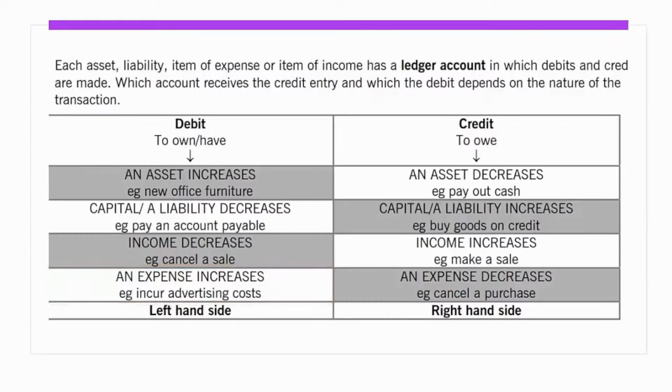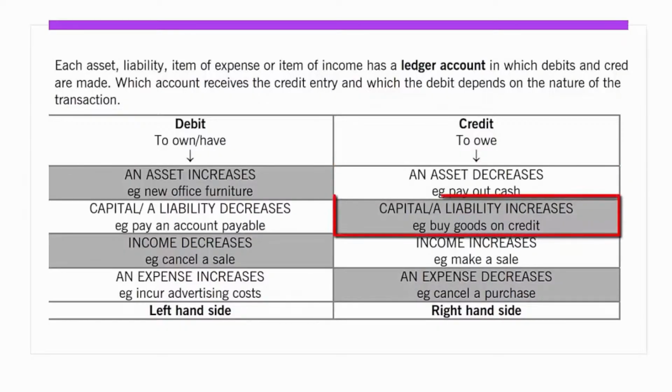For example, if you spend money on advertising, this is an expense, and it would go on the debit side. What happens on the credit side? The credit side is all about what the business owes, gives, or earns. Here's when you would use the credit side. 1. An asset decreases. For example, if you pay cash for something, your cash decreases. This would be recorded on the credit side.